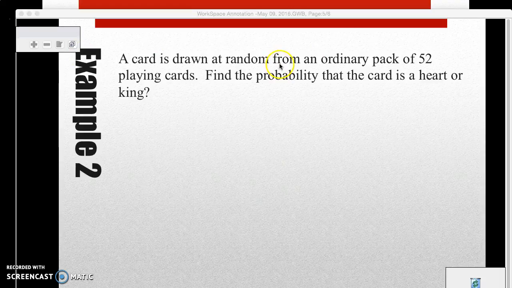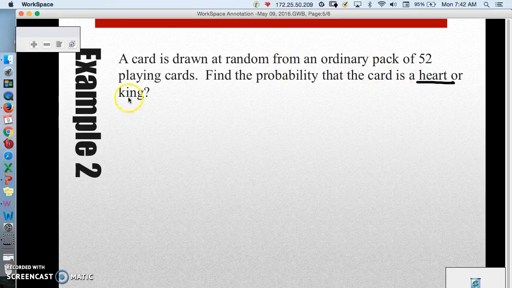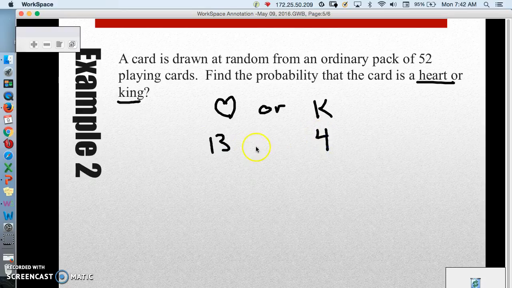An easier example to look at might be cards. A card is drawn at random from an ordinary pack. Find the probability that a card is a heart or a king. So we want a heart or a king. Well, there's 13 hearts, but there's 4 kings. But there's an overlap here. We can't count the king of hearts twice, so we have to subtract that 1. So we end up with 16 out of 52.